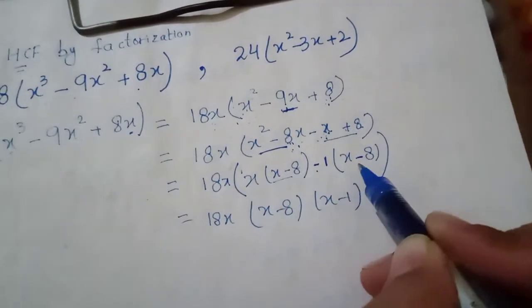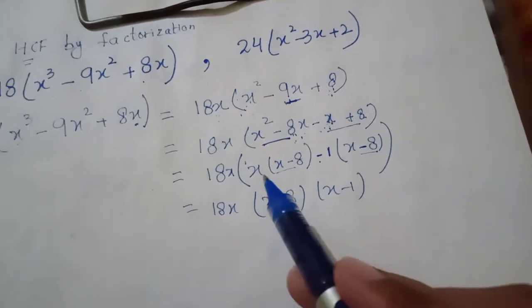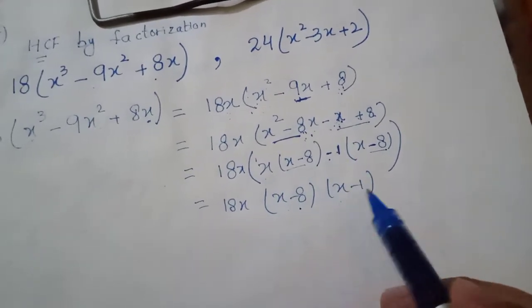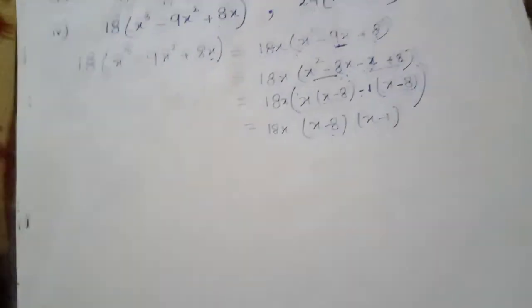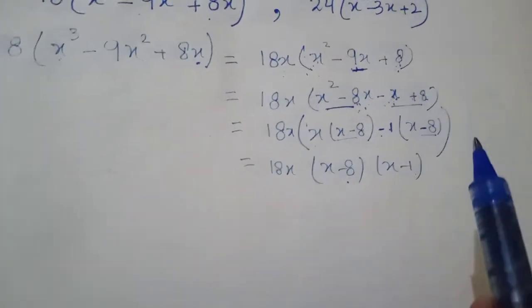This bracket term x minus 8 is common. X minus 8, you will write it once. Then x minus 1, you will write it in a separate bracket, that is x minus 1. Is it clear? So I have factorized. The further factorization of this expression is not possible.